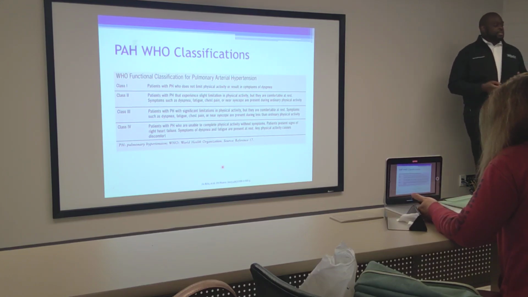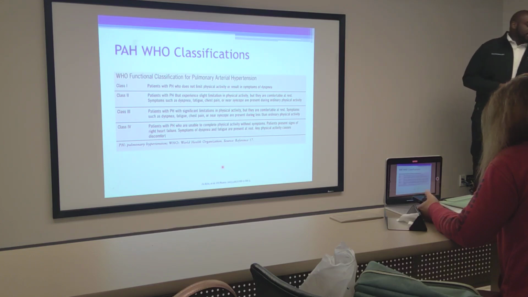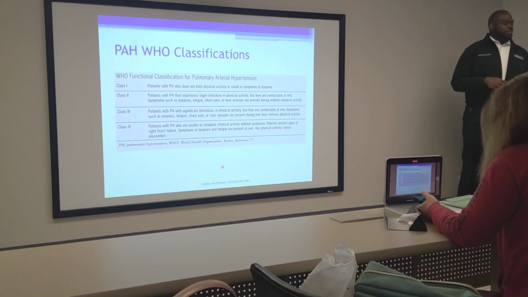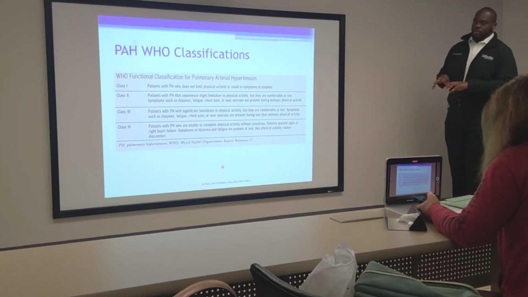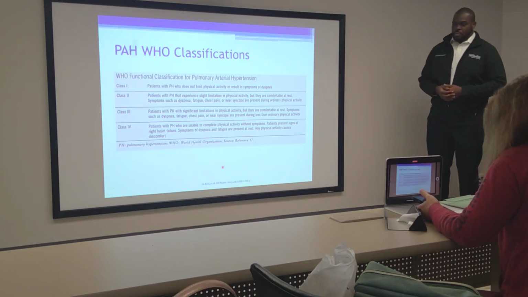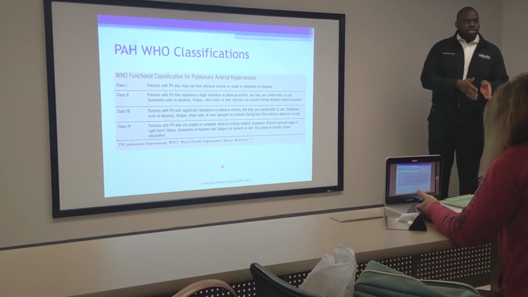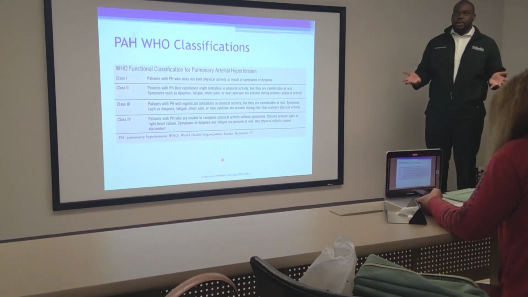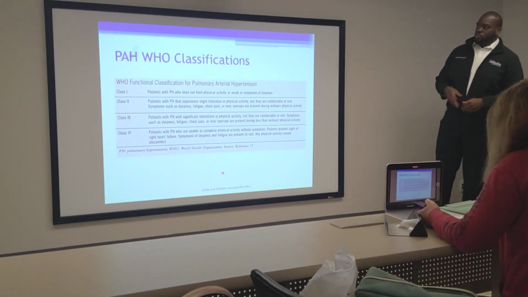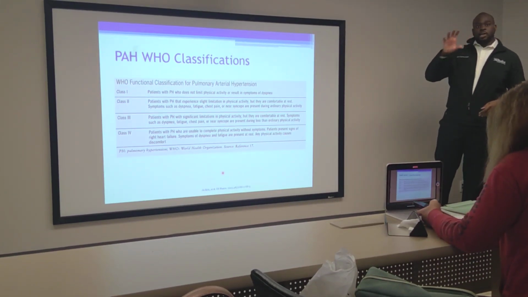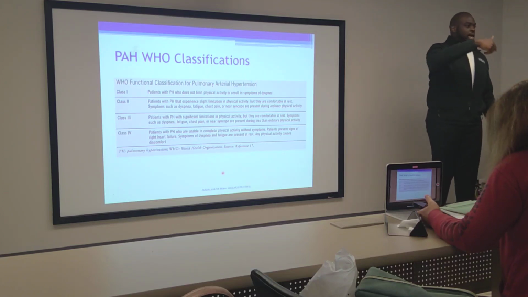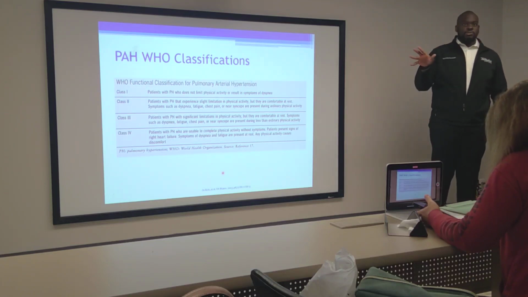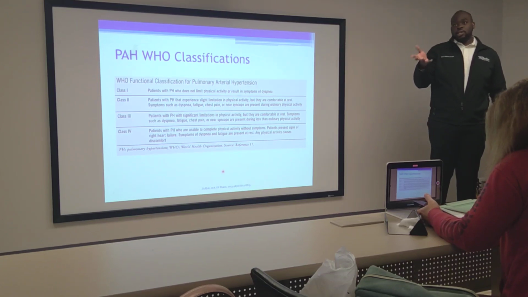And they usually have symptoms such as dyspnea, fatigue, chest pain, or near syncope, which usually happen during ordinary physical activity. A good example is going from the couch to the bathroom as an ordinary physical activity for anybody. We can use that example to help you understand. So class 1, the patient is able to move from their couch, go to the bathroom without any issues, but they still have pulmonary hypertension based off what they saw.